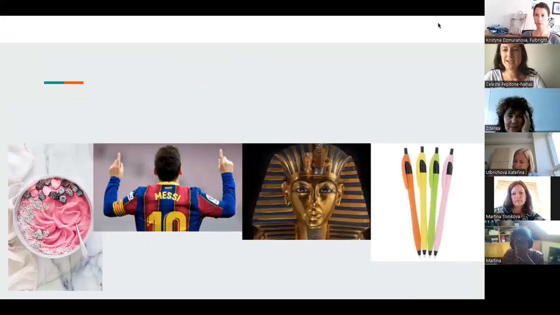Now, what would you say all of these photos have in common? What do you think these pictures have in common? Any guesses? Excellent. Wonderful guess.